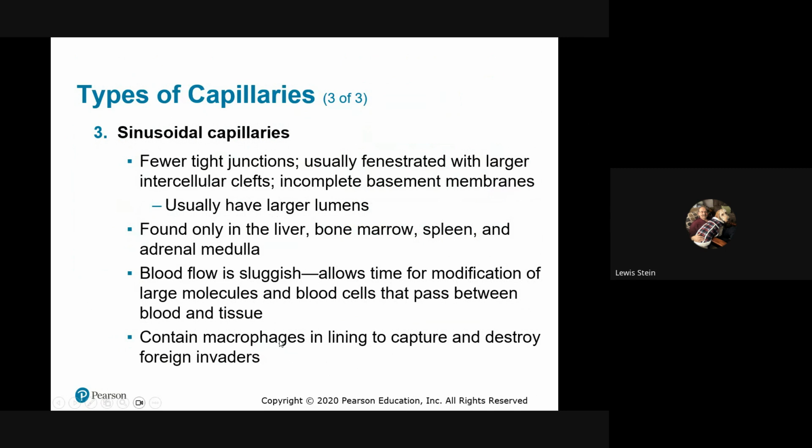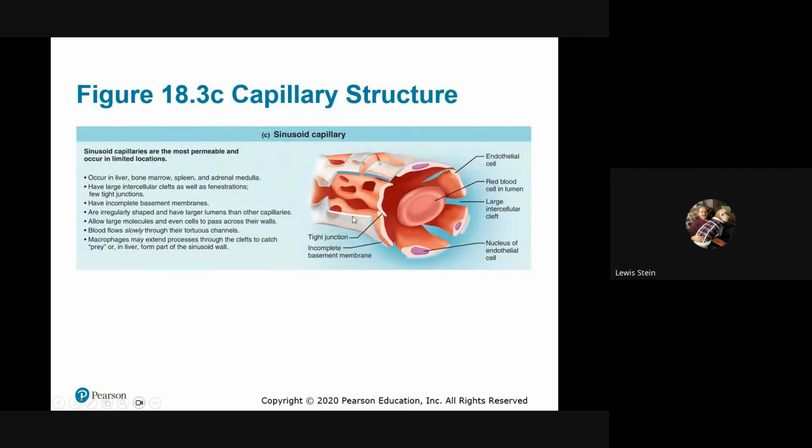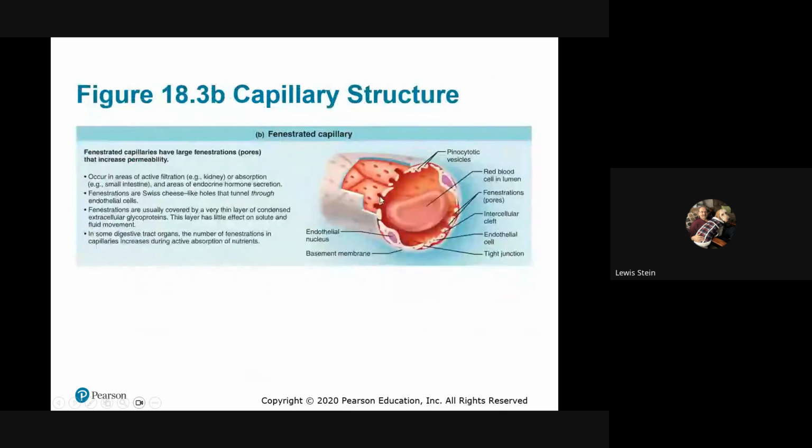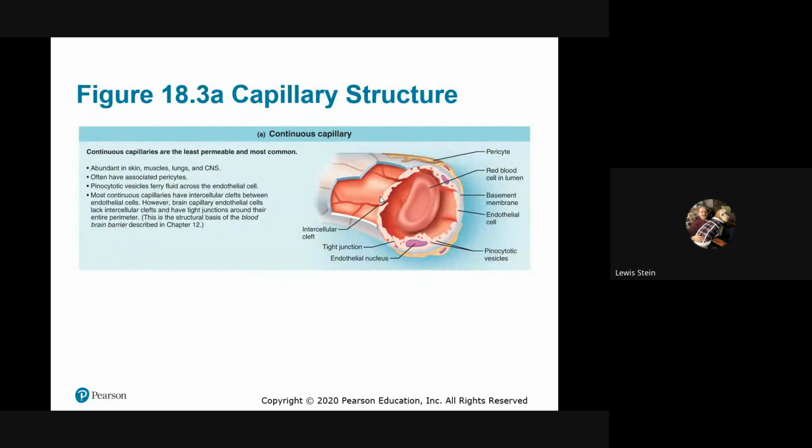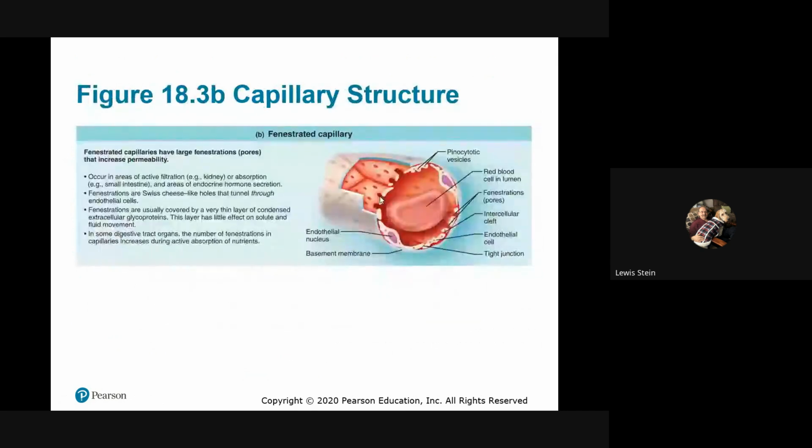You should know the difference: sinusoidal, fenestrated, continuous, and then again the unique one that's continuous in the brain. Particularly, we'll talk about in repro. We'll look more at that blood testicular barrier.